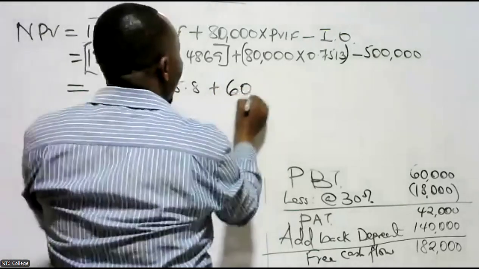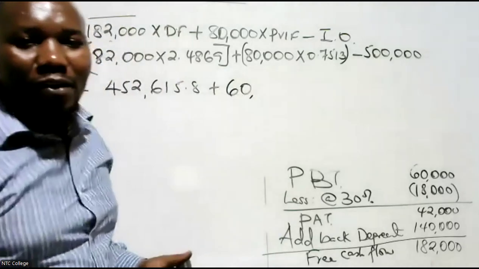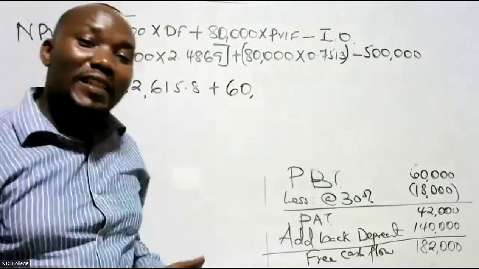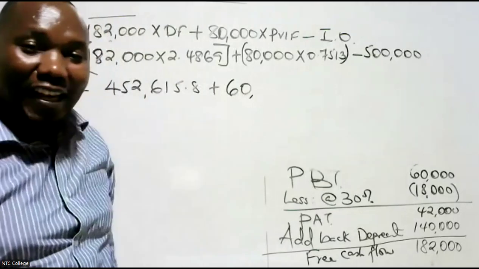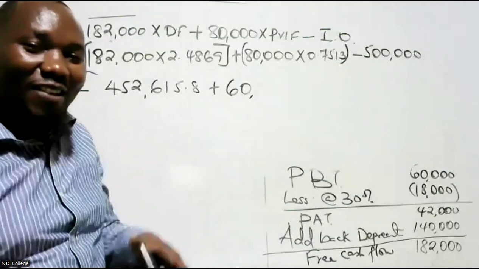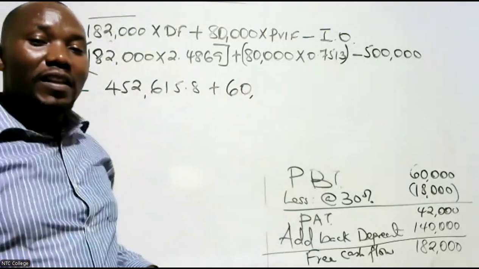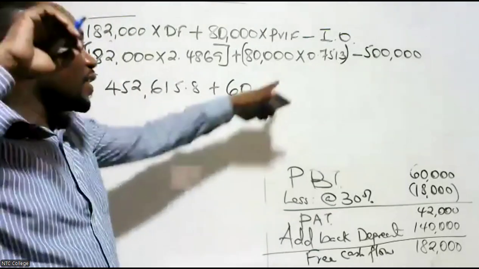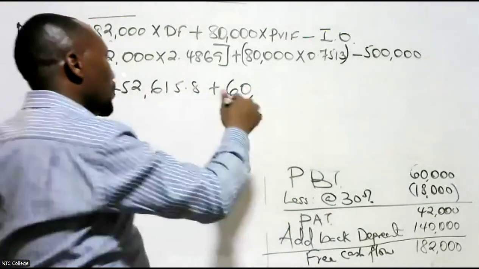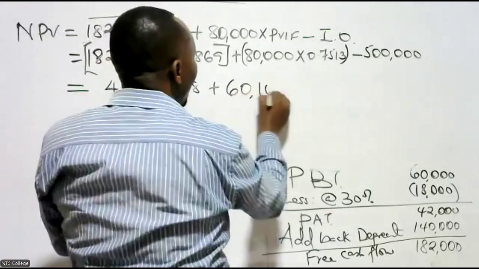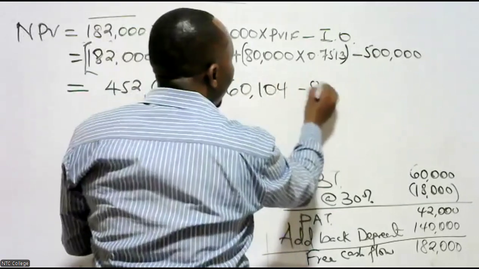60,000. Meaning that 60,000 today, if someone gives you 60,000, it is like that. Yeah, 60,000 today is equal to 80,000 in the next 3 years. If this is the rate that is applicable, it's equal to 80,000 in the next 3 years. So we simply add this 148 minus 500,000.